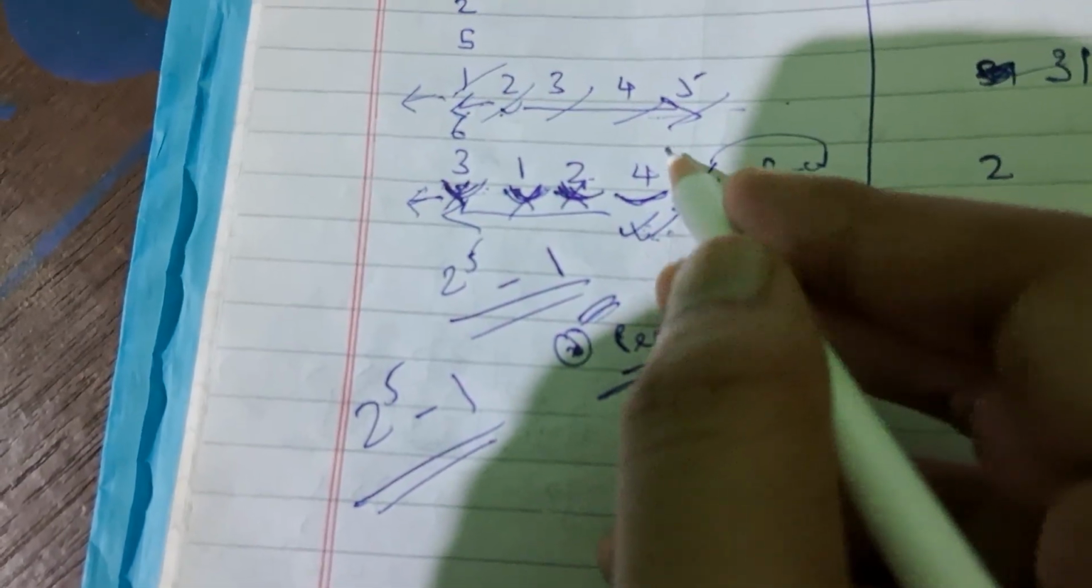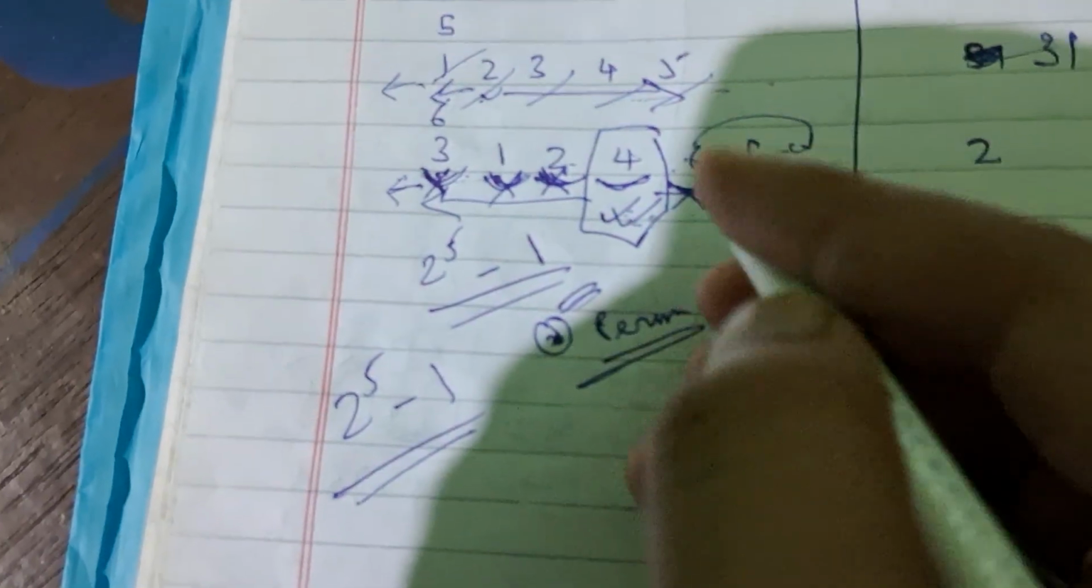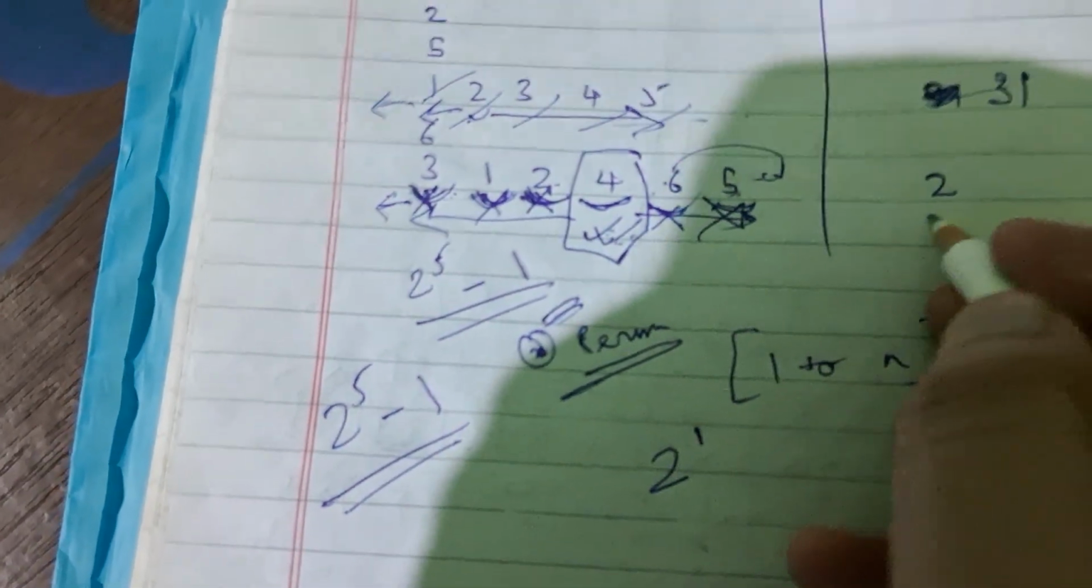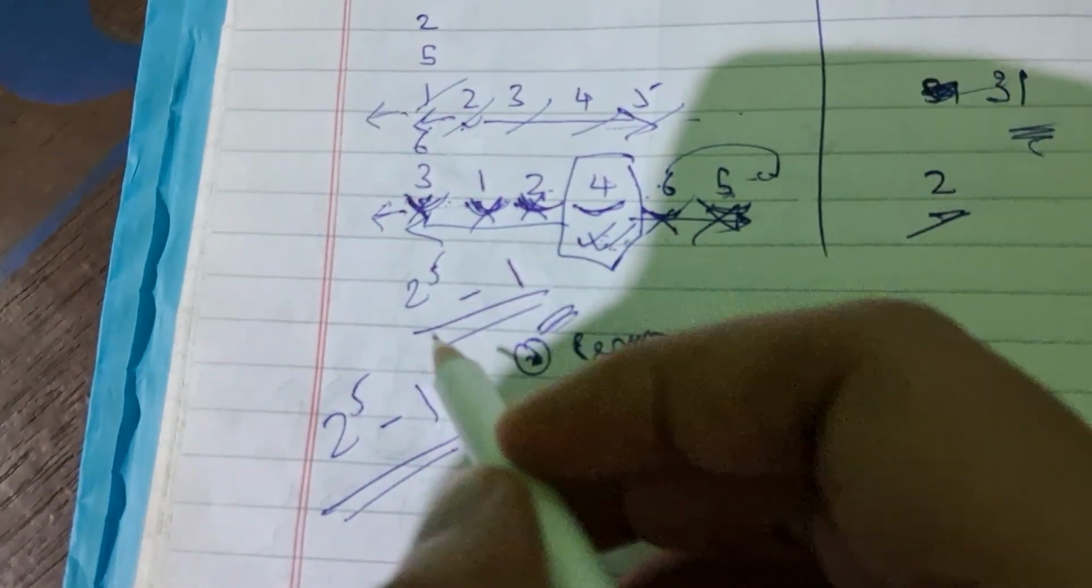So what is the only possible? This is 4, right? So how many possibilities are there? 2 to the power 1, because only 1 is removable. So what is the answer? 2. And for this it was 31. But there is one thing: how are you going to check this?